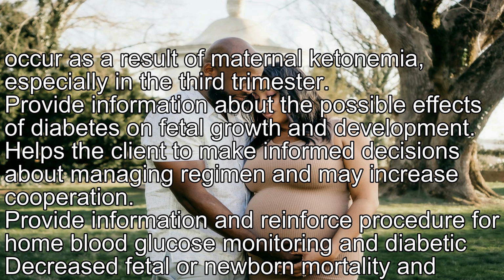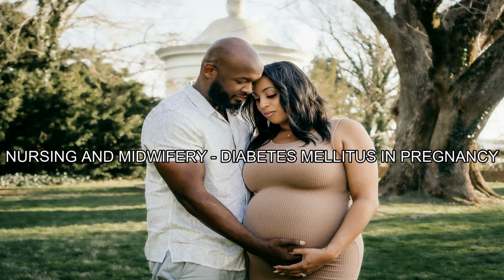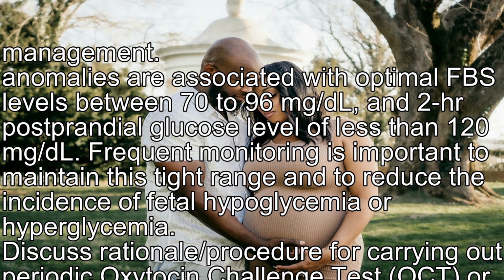Provide information and reinforce procedure for home blood glucose monitoring and diabetic management to decrease fetal or newborn mortality. Anomalies are associated with suboptimal FBS levels; optimal FBS is between 70 to 96 mg/dl and 2-hour postprandial glucose level of less than 120 mg/dl. Frequent monitoring is important to maintain this tight range and to reduce the incidence of fetal hypoglycemia or hyperglycemia.